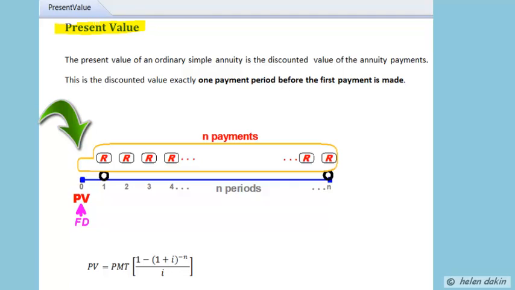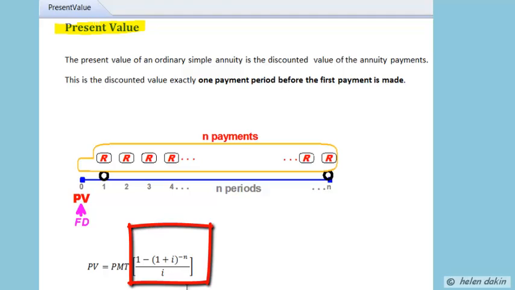The formula for the present value is given below. PV, or present value, is equal to the payment size multiplied by the annuity discount factor. And that discount factor involves a negative exponent. You will see that the discount factor is very similar to the compound accumulation factor for annuities, except that the exponent is negative: 1 minus (1 plus i) raised to the exponent negative n, divided by i. Let's move on.